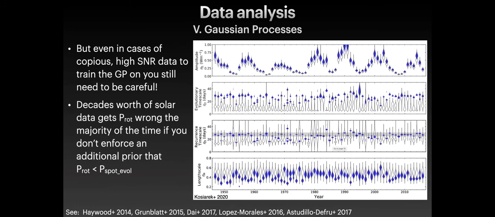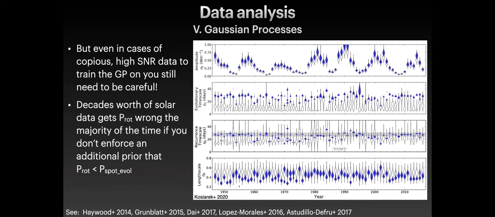But even in cases of copious high signal to noise data to train your Gaussian process on, you still need to be careful. So recent work by Molly Kucharik looked at 70 years of solar irradiance models from the Empirical Irradiance Reconstruction Project, or EMPIRE. And what she did was use a GP that she trained on each year of the solar photometry, and then let it try and figure out what was going on in the sun. What is the rotation period of the sun based in that year's data, and what is the evolution timescale for the spots that we see coming on and off?